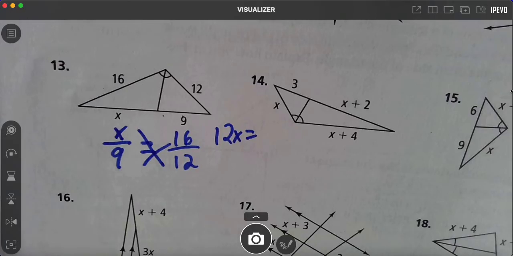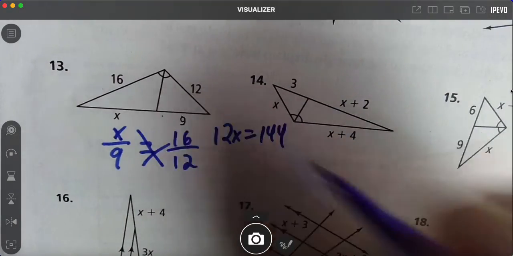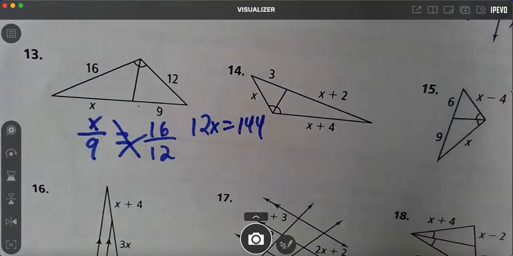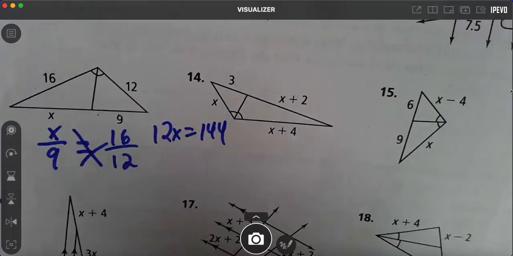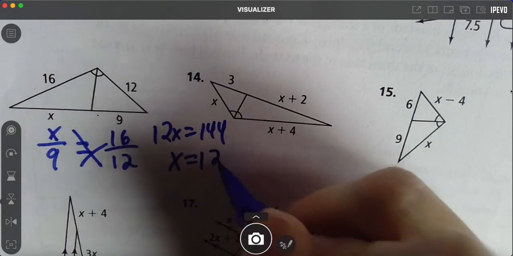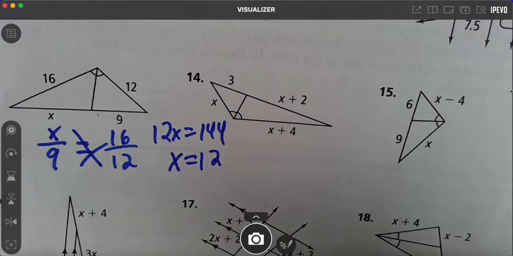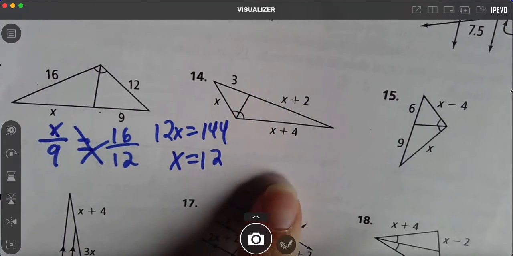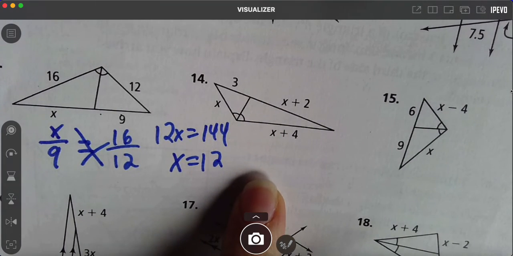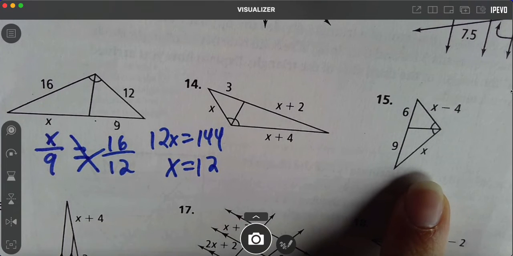Oh, what'd y'all get? Okay, because I did something wrong on my calculator. And then I divide by 12, and what does x equal? 12. Okay. Number 14, we can do, that one's going to be a little bit hard. Let's do 15. I think that's one I want to do.